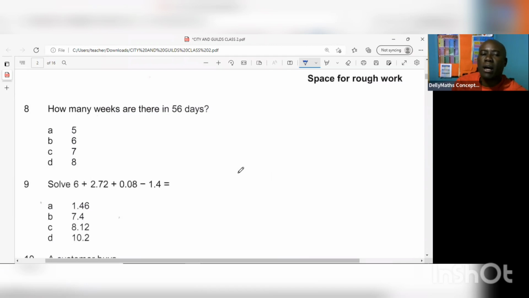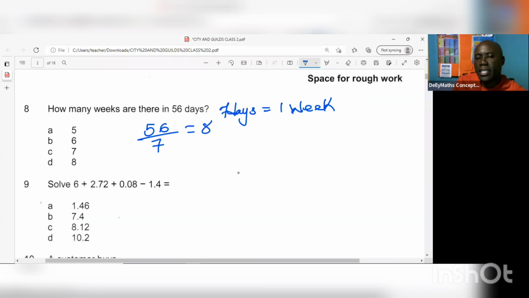How many weeks are there in 56 days? Remember that we have 7 days, which is equivalent to 1 week. So our response is to say 56 divided by 7, and we're definitely going to get 8. So we're talking about 8 weeks.